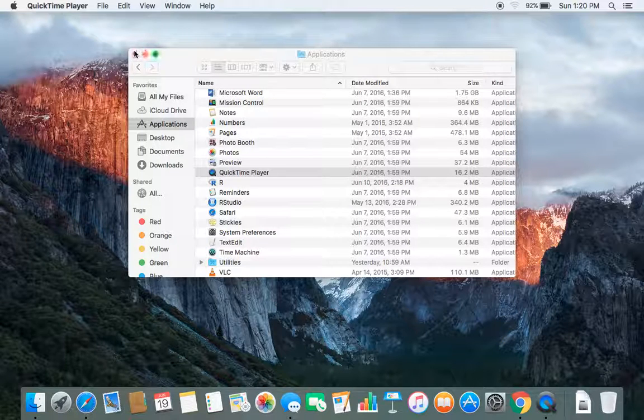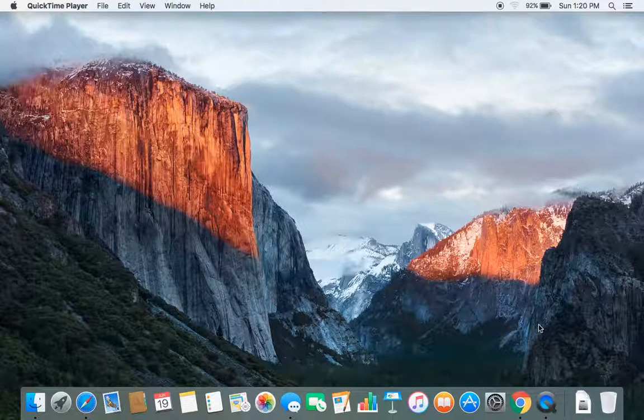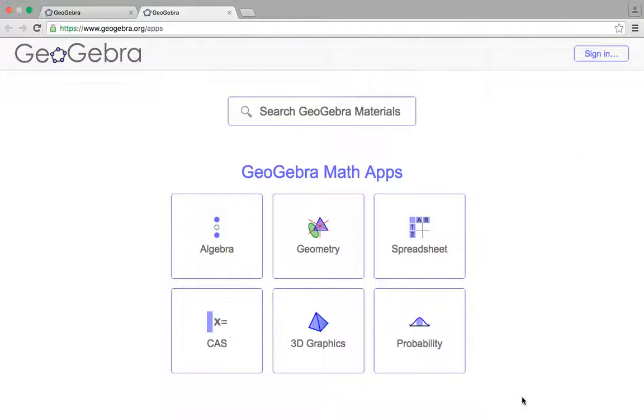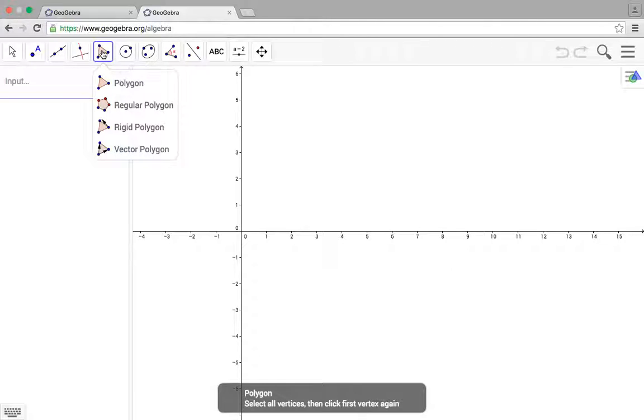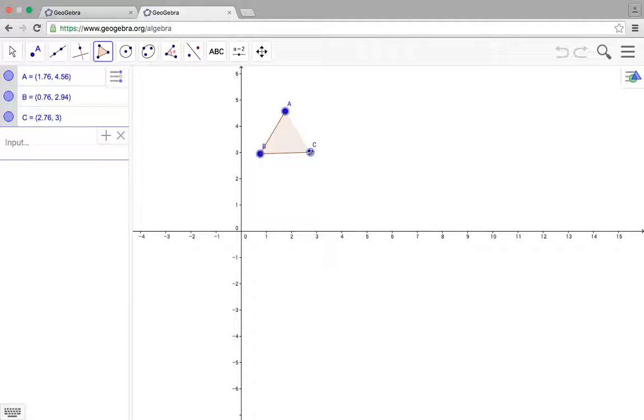Hi everybody, today we're going to look at induction and we're also going to create polygons. So go to GeoGebra and then algebra and let's create the most basic polygon. We want to show that the sum of the interior angles of any n-gon, where n denotes how many vertices you have, will be n minus 2 times 180 degrees. So let's go ahead and create the most basic n-gon, which would be a 3-gon or a triangle.